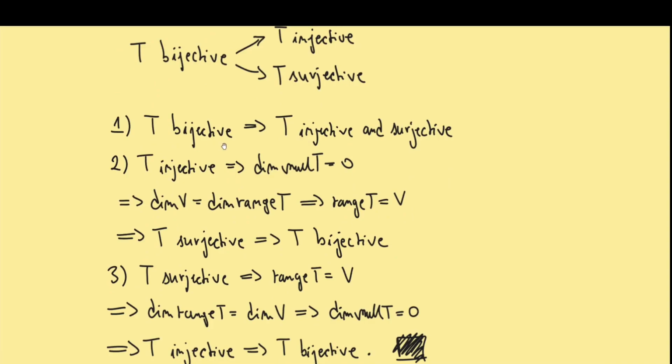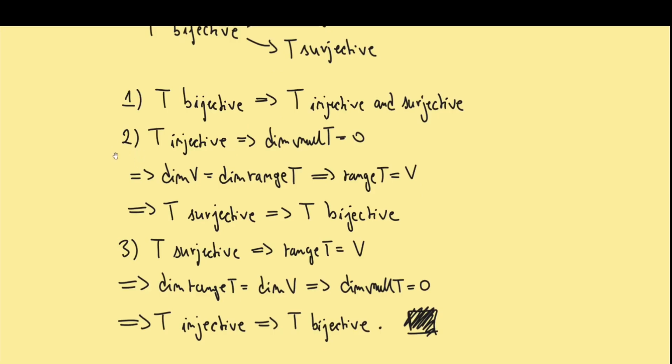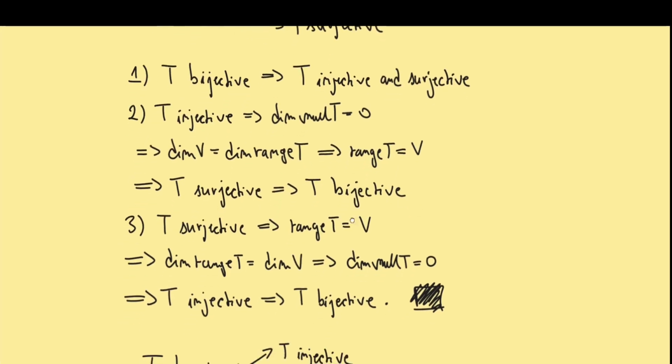So if T is bijective, well then, by definition, it's injective and surjective. Okay, but now if T is injective, that means that the dimension of the null space of T is equal to 0. And now, using the rank nullity theorem, we get the dimension of V is equal to the dimension of range of T. And we get, well, T maps from V to V, and the dimension of range of T is the same as the dimension of V, meaning that the range of T has to be V, showing that T is surjective. So we assumed it's injective, we got it surjective, hence it's a bijection.